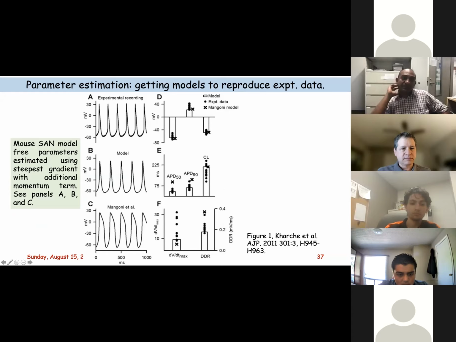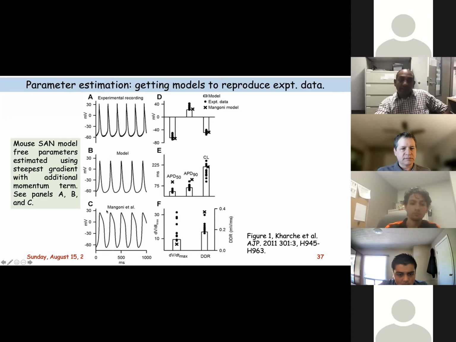And this is me trying to describe mouse sinoatrial node cardiomyocyte electrophysiology. So disregard the right-hand side panels. Let's just focus on A, B, and C over here, where panel A is the experimentalist's recording. They isolate one cardiomyocyte from the mouse's sinoatrial node, and they make an electrical recording. And they have about 5 or 6 excitations in about 1.5 seconds.